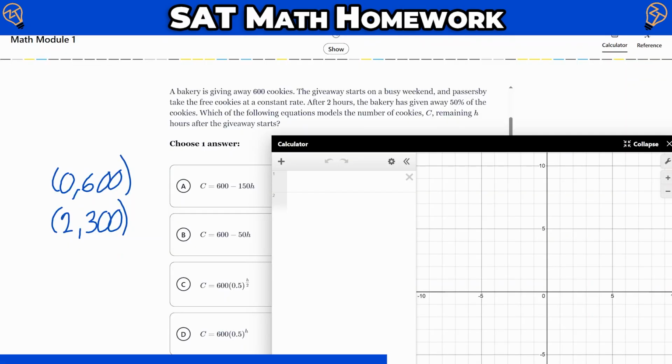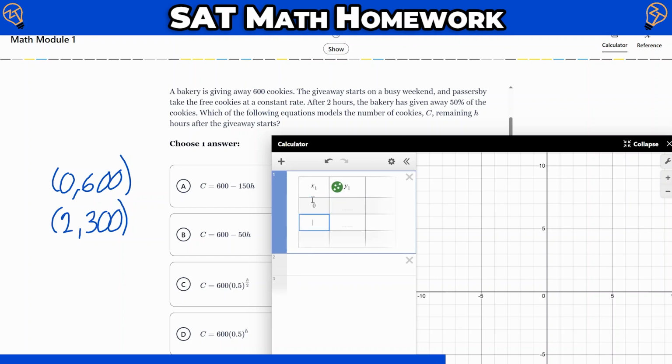So now let's go into Desmos. And assuming we would have put these ordered pairs somewhere on our scrap piece of paper, now all we have to do is go to our table, pressing the plus sign, then press table, and just put these ordered pairs. So you have 0, we can put enter, type the 2, so we're putting the x coordinates first. Now we can go in and do the y coordinates of 600 and 300.